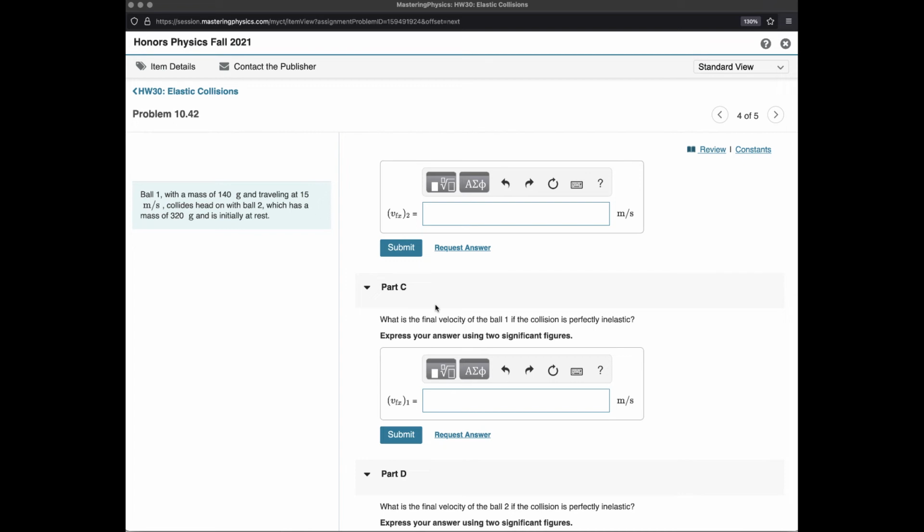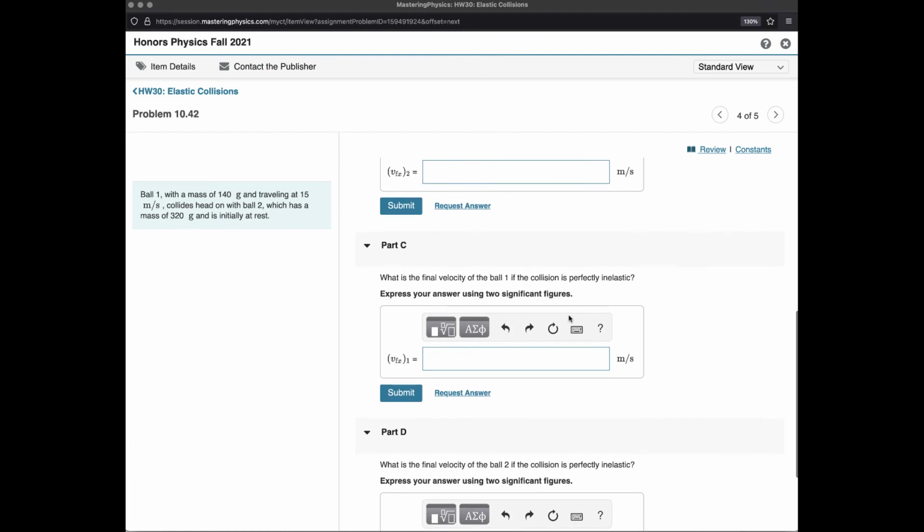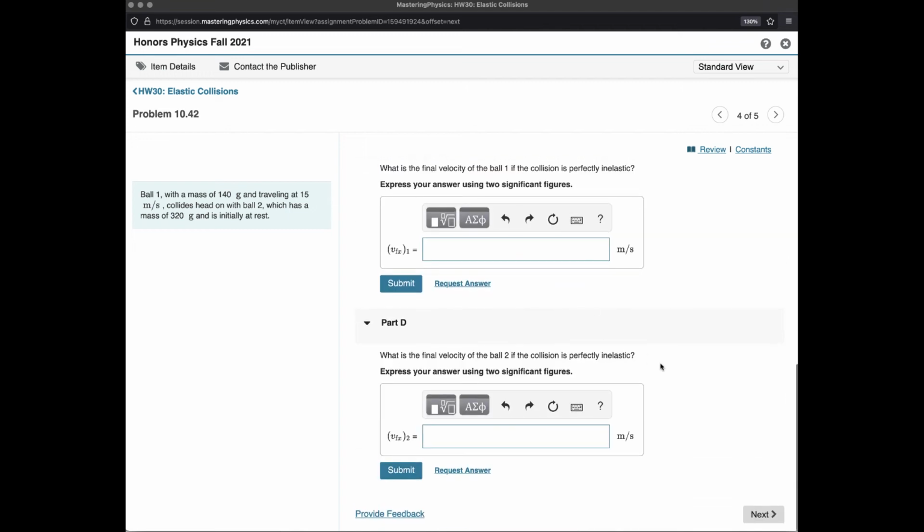And that version of the problem is when the two things collide and they stick together, which is a problem that we've already solved. Here, I don't need the elastic equation because the conservation of momentum alone will solve the problem because the two masses stick together and become one. What is the final velocity of ball 2? Well, it's the same. If they're perfectly inelastic, then the final velocities of ball 1 and ball 2 are the same.